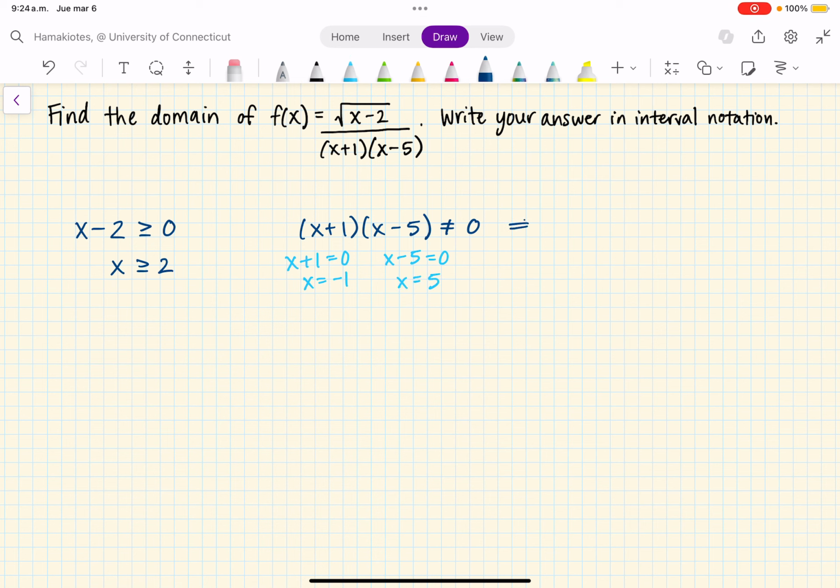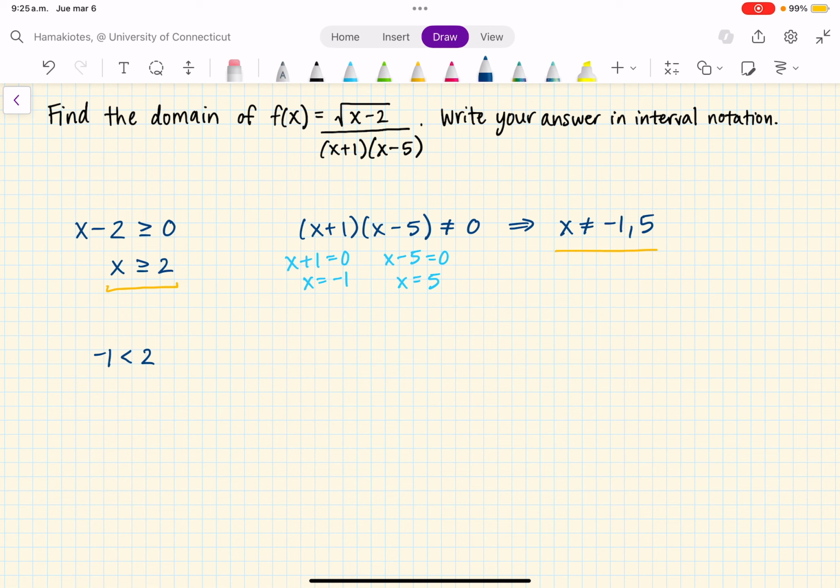So what this tells us is that if we don't want this to equal 0, then x cannot be minus 1 or 5. So now we have these three conditions, that x is greater than or equal to 2, x is not minus 1, and x is not 5. Now notice, for x greater than or equal to 2, minus 1 is less than 2, so it does not fall in that interval. So we can forget about this condition of x not equaling minus 1. And 5 does fall in that interval.